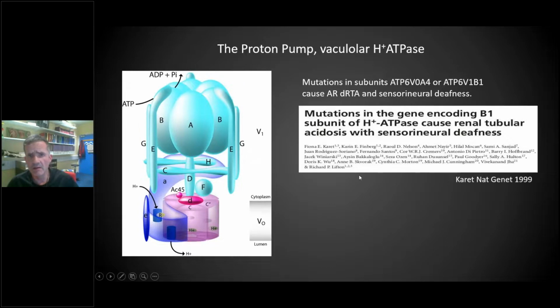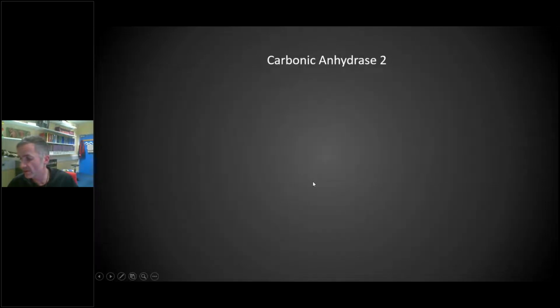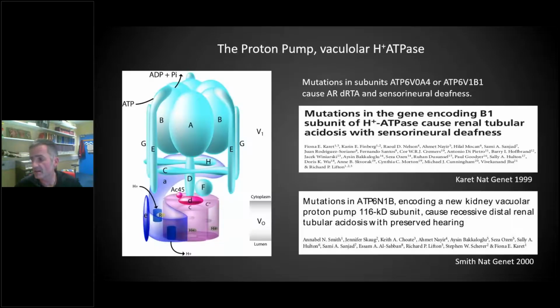These were described by Fiona Karet, who was working in Rick Lifton's group at Yale, and she described both subunits, the A4 and the B1 subunits, in 1999 and 2000, both in Nature Genetics. These patients are broadly thought to have a more severe phenotype of dRTA than the A1 patients. And the A1 patients, of course, don't have the deafness, but they sometimes do have asymptomatic red cell defects.